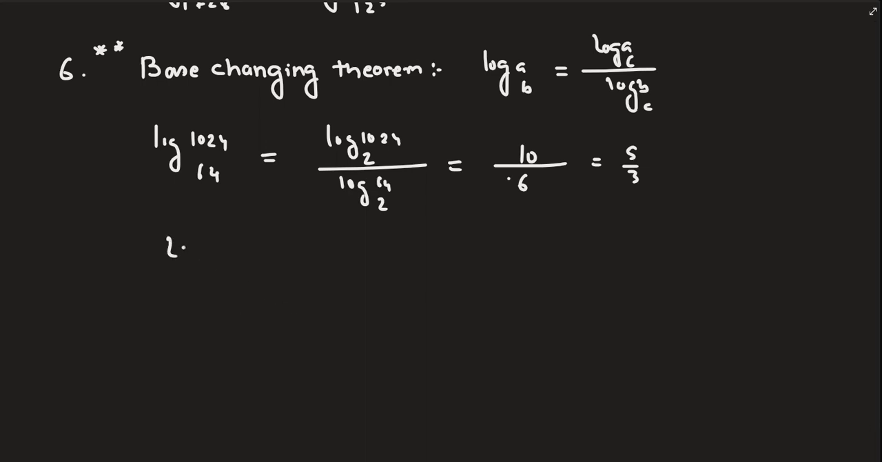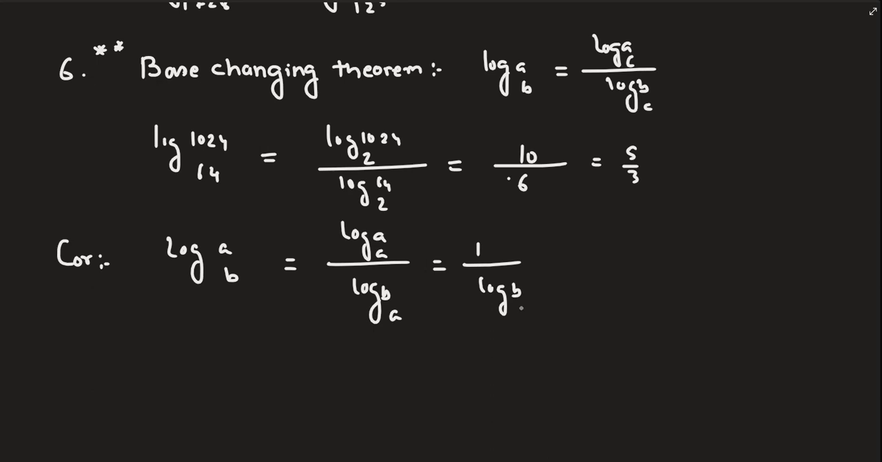Now what will happen to this one? If you have log of a base b, again as a corollary you can write this property. We know that it is independent of base, so it is log a and then log b. If I put the same base a, by definition log a base a is 1 and it will be log of b base a. So log of a base b is the same as 1 by log b base a. That means if you want to write log 5 base 3, you can write 1 by log 3 base 5.